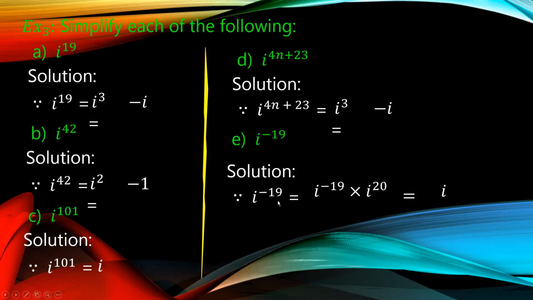Here, I will take a number more than 19 and divisible by 4, which is 20, because i power 20 equals 1. Why? Because 20 is divisible by 4. Then, in the case of multiplying, I will add the power: negative 19 plus 20 equals 1. Then that is all.